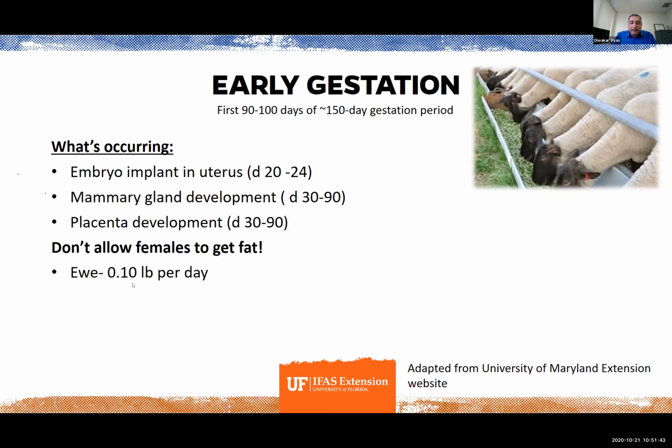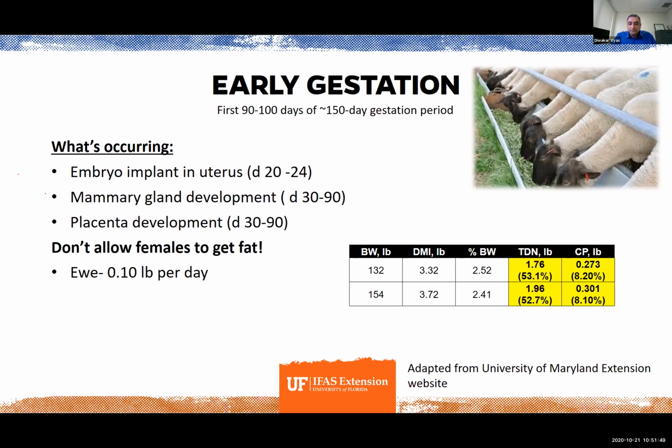I think 0.1 pounds per day is an accepted guideline for this phase. The TDN is around 53.1 at this phase, and crude protein is around 8.2%. Again, less than 10% crude protein. It's not a high protein diet. TDN is on average 50 to 55%. They don't need a very good quality diet at this point still.